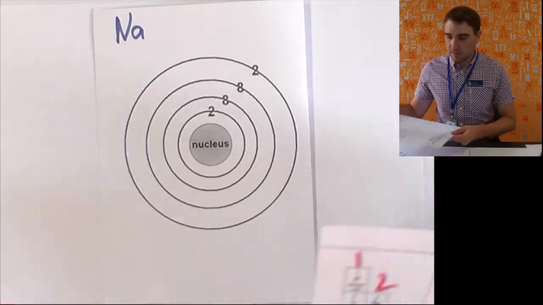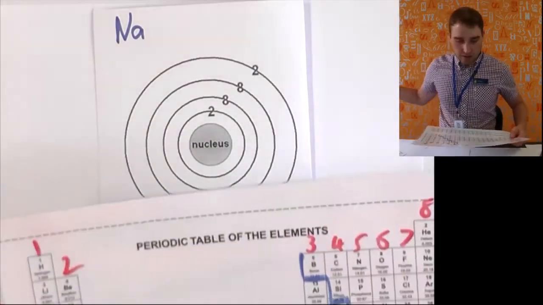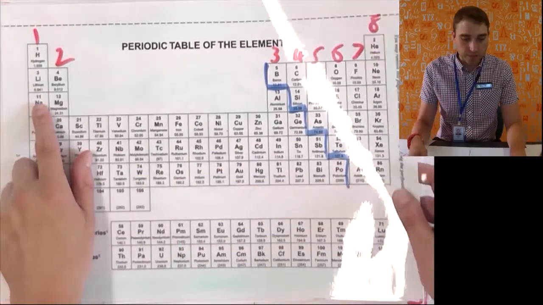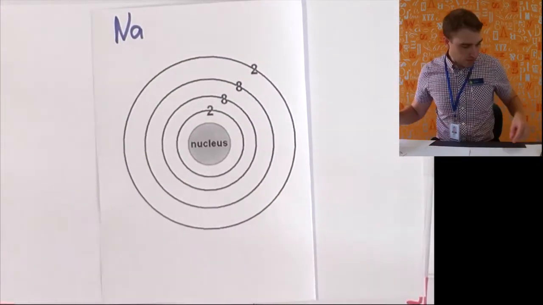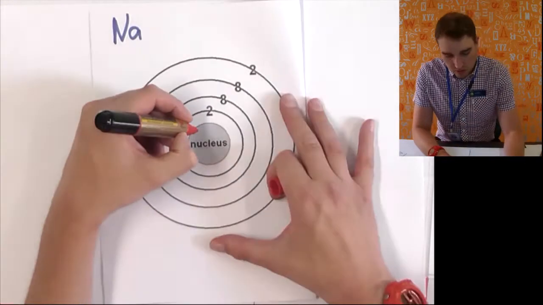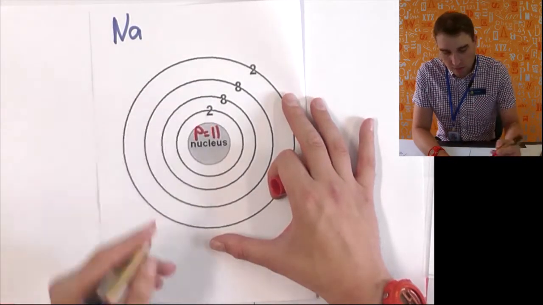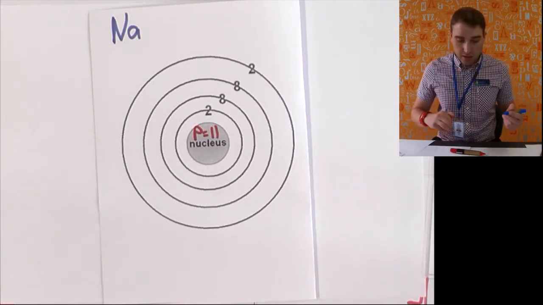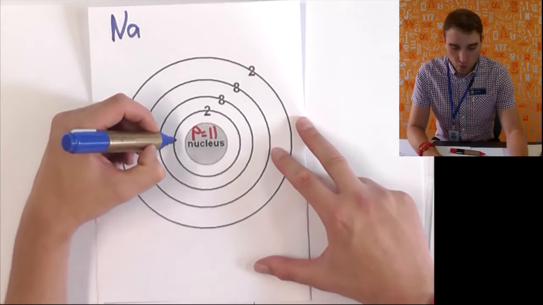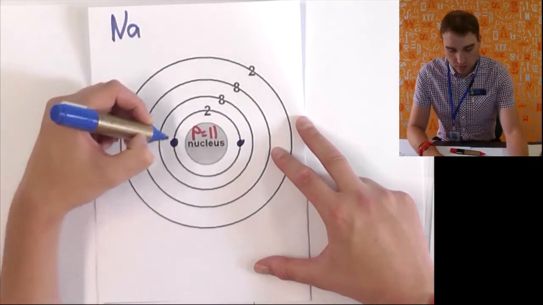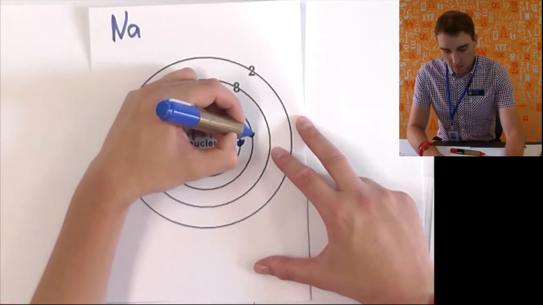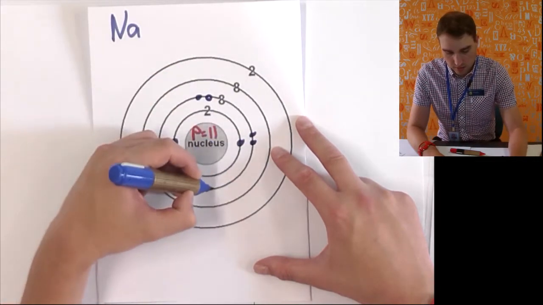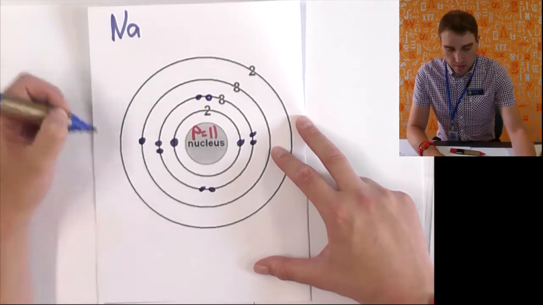So here's sodium. I need to find it on the periodic table before I do anything else. Here it is, number 11. So I need to put in 11 electrons. First thing I'm going to do though is put in 11 protons in the nucleus, because that's important. Then I need to put in the 11 electrons. We start from the inside and work our way out. 1, 2, 3, 4, 5, 6, 7, 8, 9, 10, then 11.